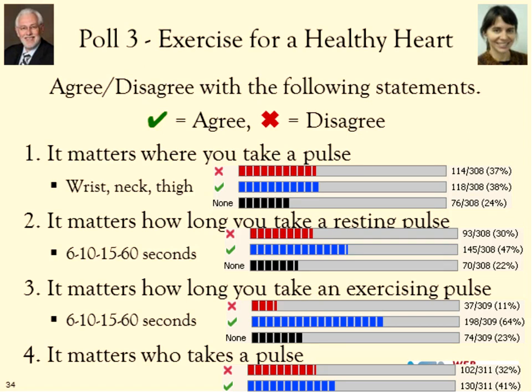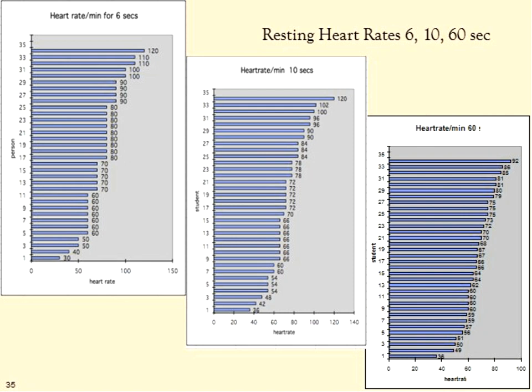The children also didn't think it mattered who took the pulse, and so when we move forward in this lesson with the children to begin to talk about the lessons of data, we asked them to begin to think about their results, and here's the results that they got. So if you look at this data for the 6, the 10, and the 60-second, and this is a sample from one of the classes, you can see that there's some interesting patterns of the data based on the 6-second, the 10-second, and the 60-second.